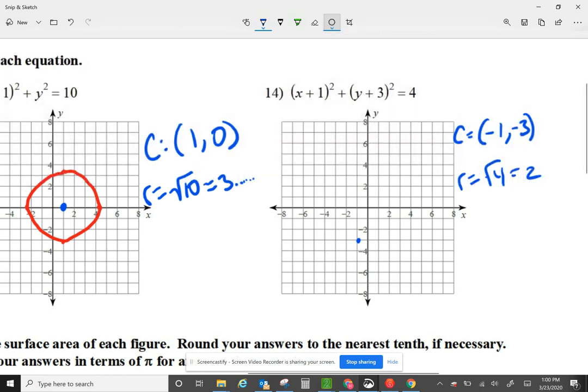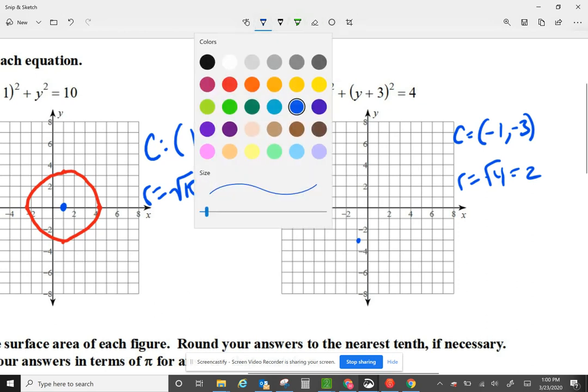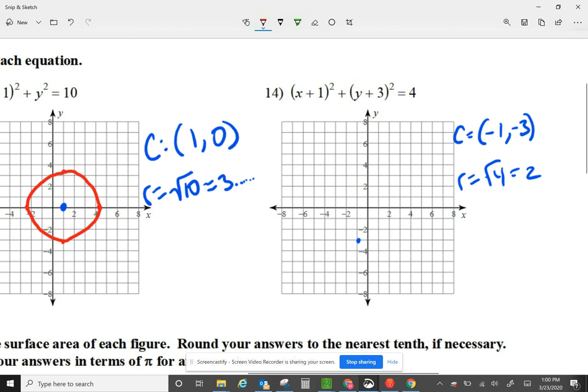Let me create a circle. Well, I know from the center, since my radius is 2, let me go up 2, 2 to the bottom, 2 to the right, and 2 to the left. From the center, I'm going 2 in each direction.